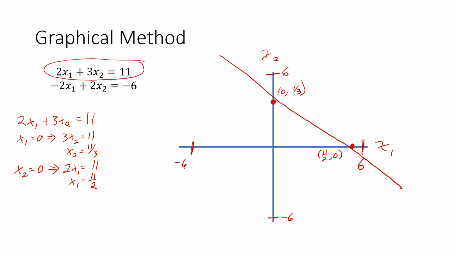Now, repeat for the second line. So we're going to take our second equation now, minus 2x1 plus 2x2 equals -6. Let x1 equal 0. We're going to get 2x2 equals -6, or x2 equals -3. So 0, -3 is a point.